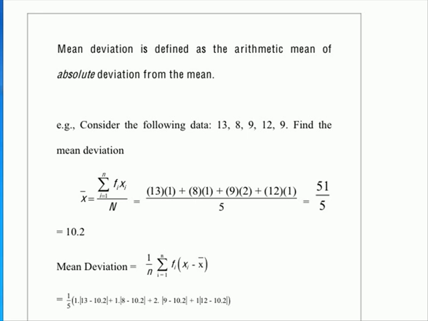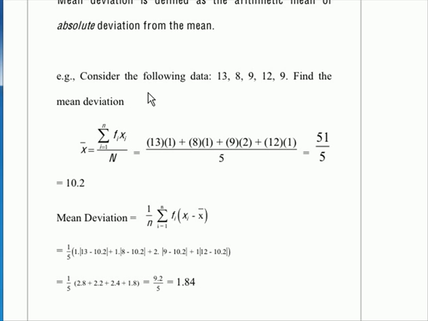So let us look at a quick example to consolidate our understanding of mean deviation. For this data, 13, 8, 9, 12 and 9 again, find the mean deviation. The first step is to find the mean itself, which is the number into the number of times that the number occurs. So 13 occurs once, so 13 into 1, plus 8 into 1, 8 occurs only once, plus 9 into 2, so you have a 9 here and a 9 here in the end, and then 12 into 1, so you get the mean as 10.2.